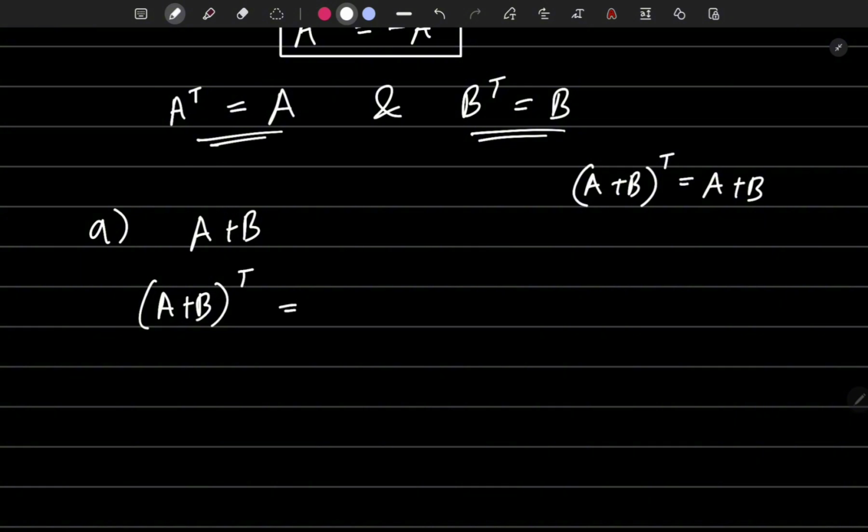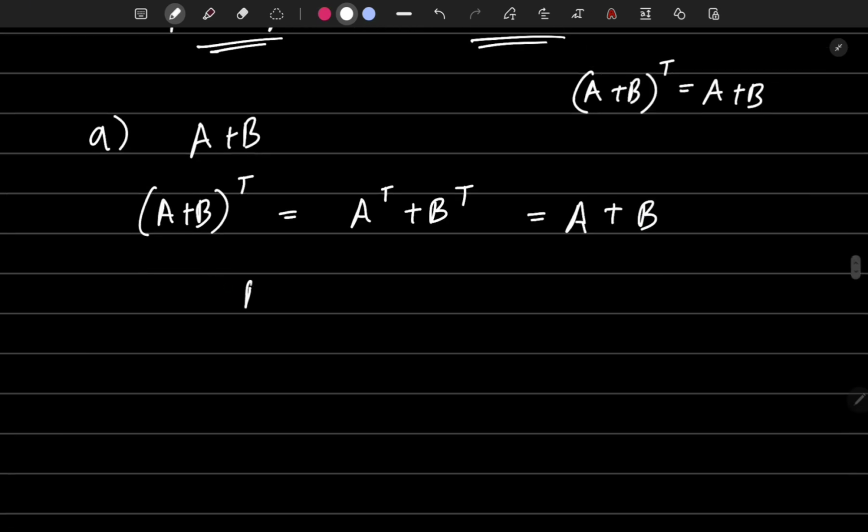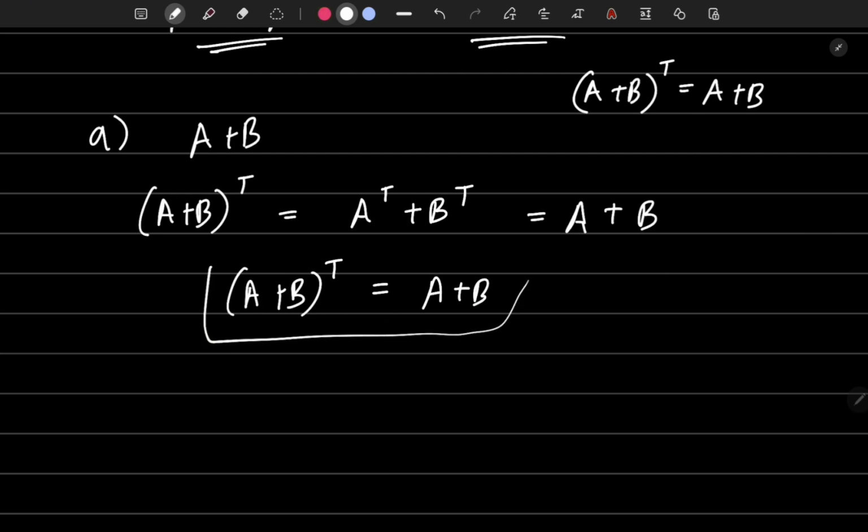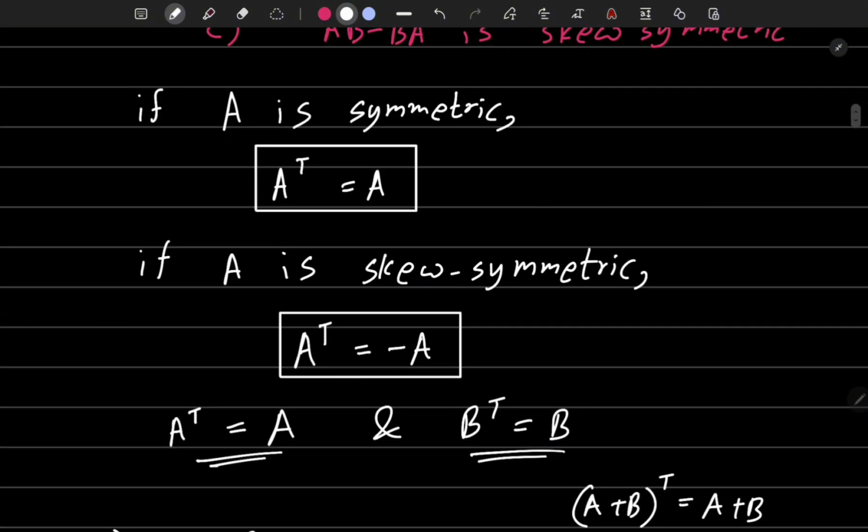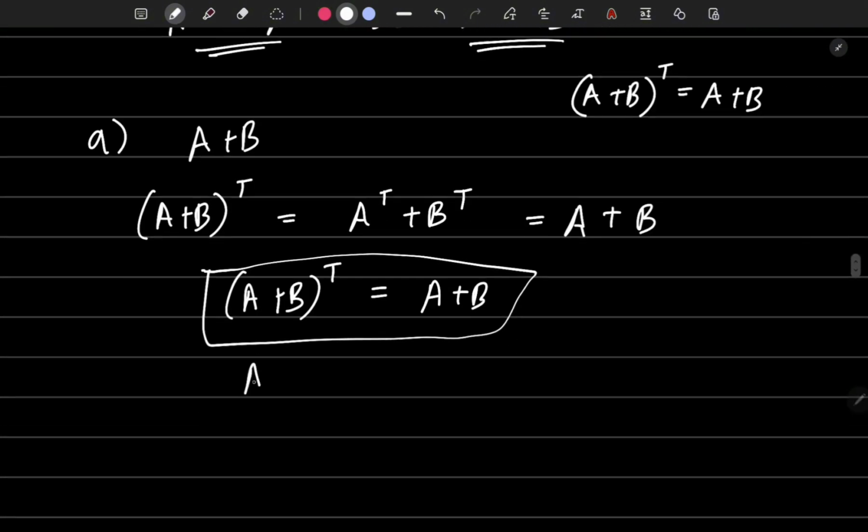So let's consider the transpose of A plus B. I can simply write it as the transpose of A plus the transpose of B. I know the transpose of A is A according to this data, and the transpose of B is again B. So I have proved that the transpose of A plus B is equal to again A plus B. According to the definition of symmetric, I can say that A plus B is symmetric.